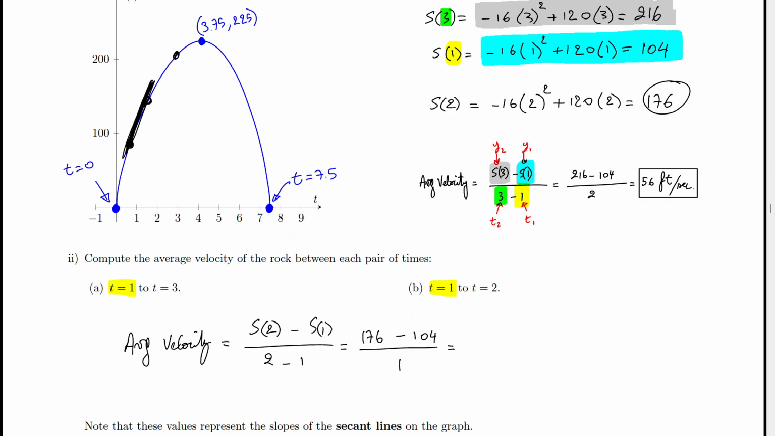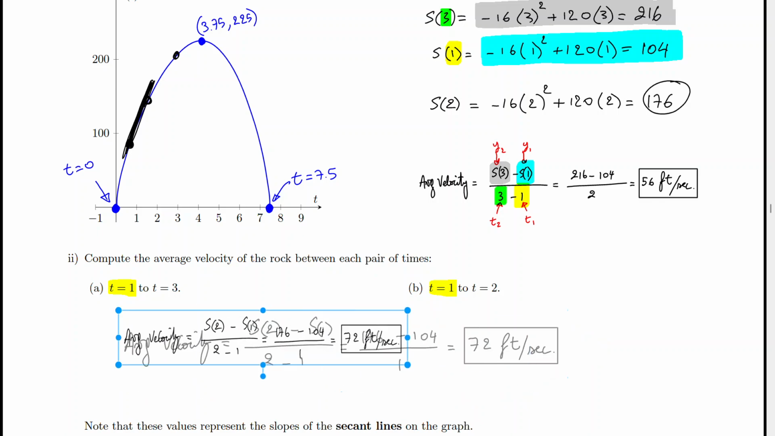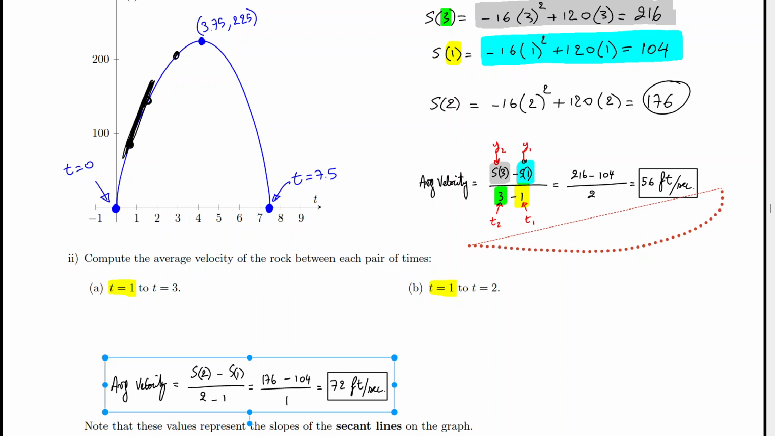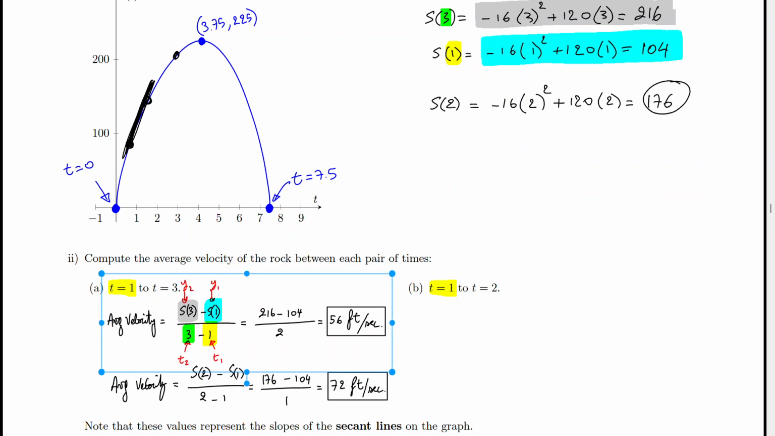And now all you have to do is just subtract 176 minus 104 and divide it all by 1. And so 72 feet per second is the final answer there. Okay, so that is the solution. I'm going to, again, move things around so that we can see both solutions for this problem together. These are supposed to be the same problem. Okay, so that's it for part 2.